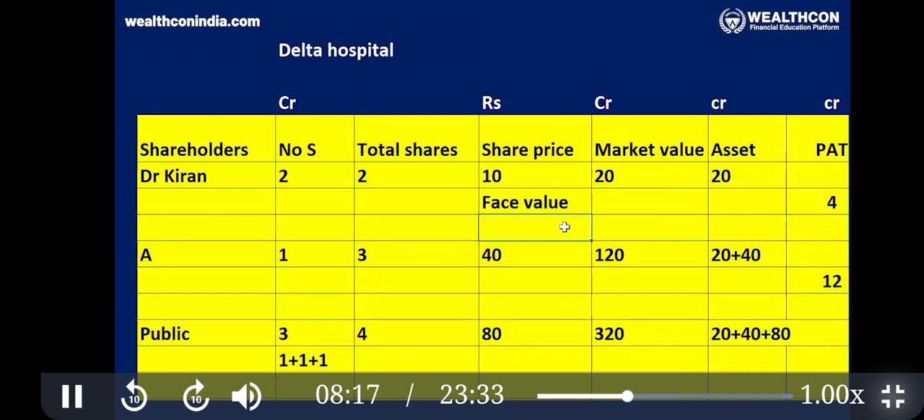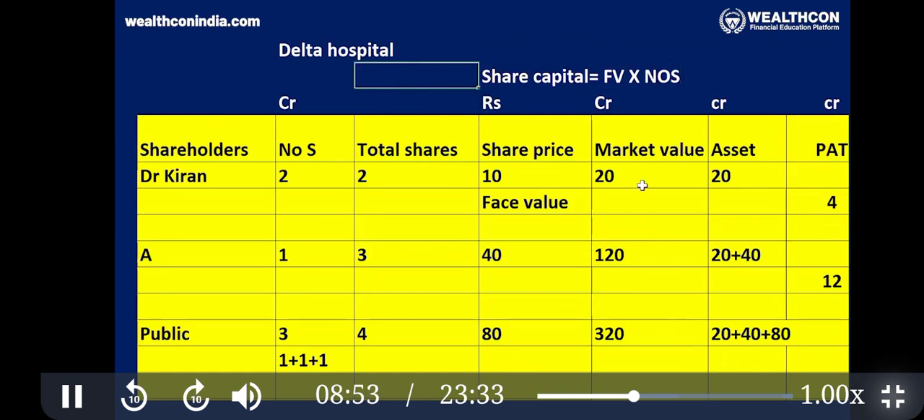It is used to calculate the dividend, and it is used to calculate the share capital. What is share capital? Share capital is the multiplication of face value and number of shares. Write down: share capital is equal to face value multiplied by number of shares. Usually face value is 10 rupees as a tradition. Why 10? Why not 20? This is tradition since 300 years. So it is 10 rupees.